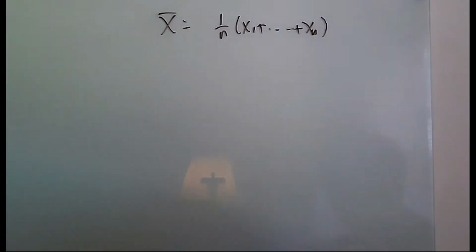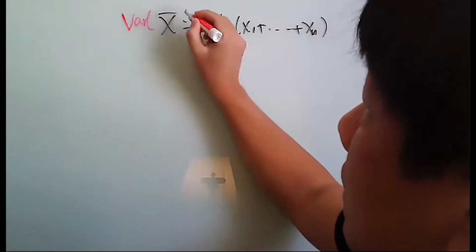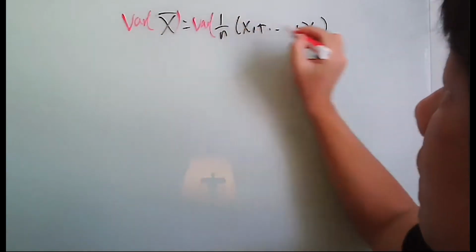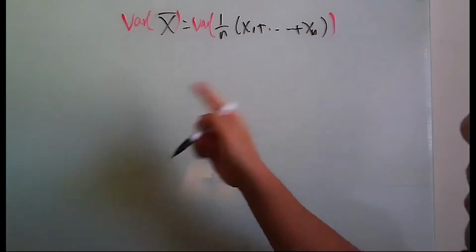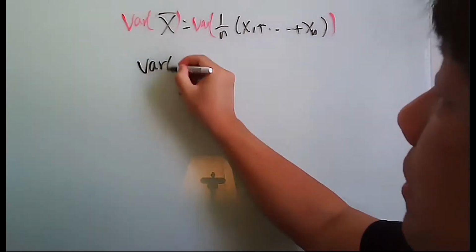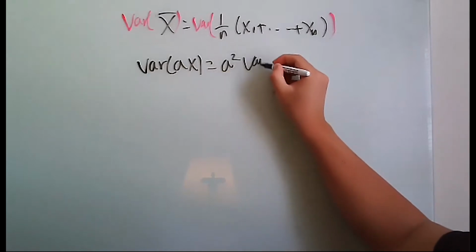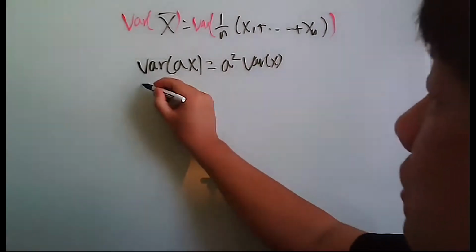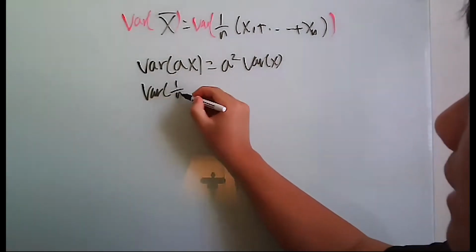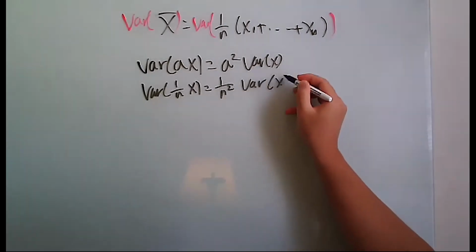So like we did before for expected value, just put the variance in front here. The property of a variance in the previous case was that variance of ax equals a squared variance of x. We learned this in chapter 4, right? So in other words, variance of 1 over n x equals what? 1 over n squared variance of x, right?